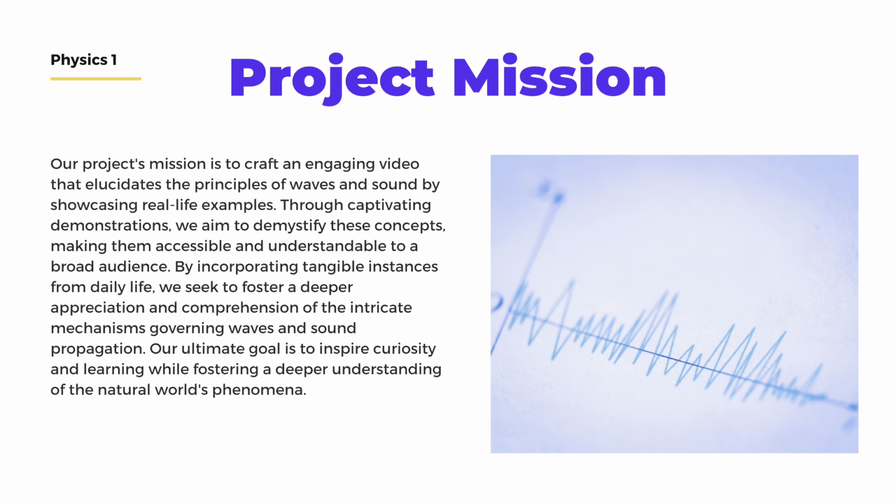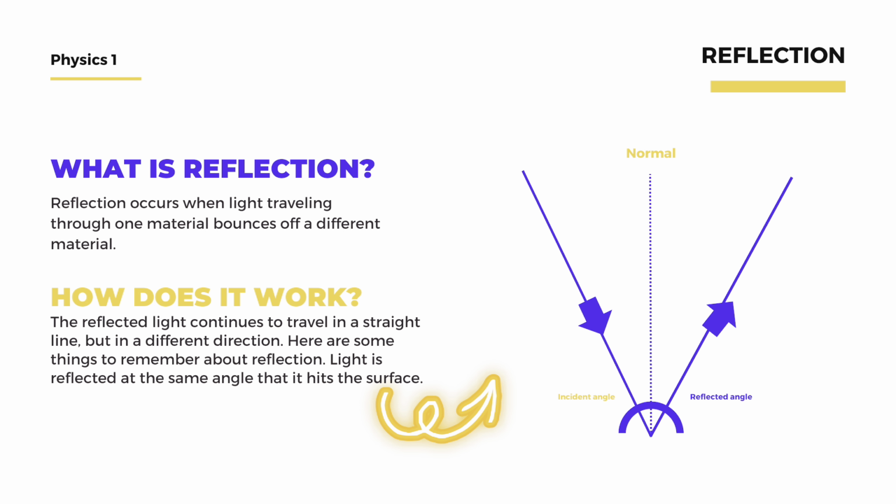For this term's project, we aim to create an engaging video that simplifies the concepts of waves and sounds through real-life examples. A simple way to explain reflection is when a wave strikes an object or a surface and bounces off. So how does reflection work? The reflected light continues to travel in a straight line but in a different direction, and here are a few things that you should remember about reflection.